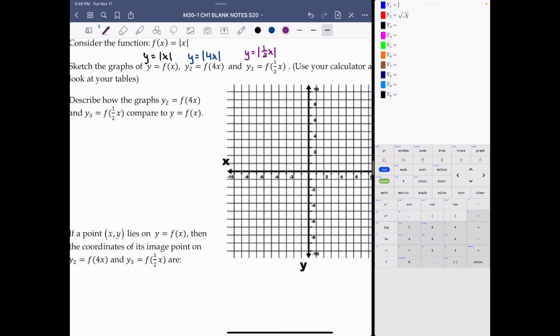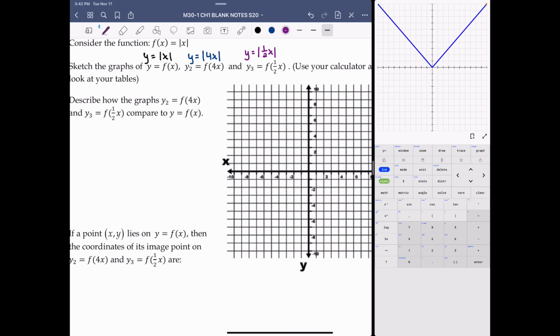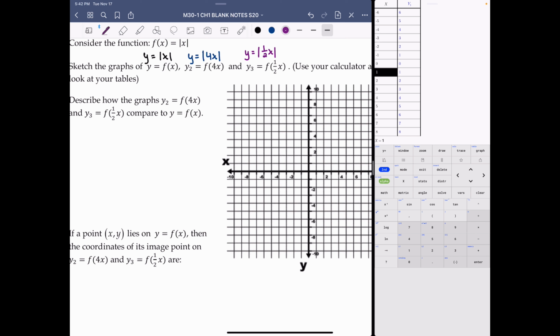Go to y equals, clear what we have there, enter absolute value of x, graph that. To see a table for the function on a TI, we go second graph to get table, and it shows us the table with the x and y values. On a Casio, you go menu and then whichever one says table, depending which one you're using. This one is number 7, and then it shows me the table.